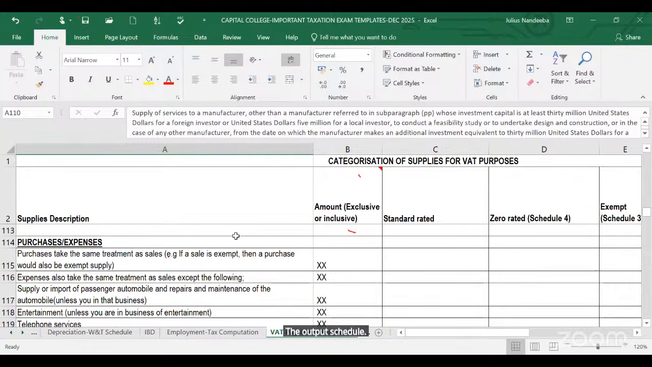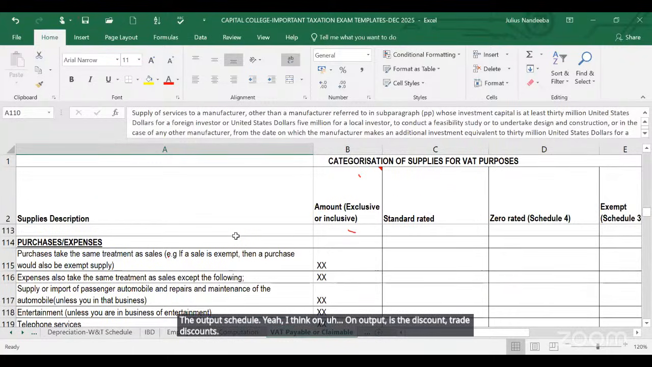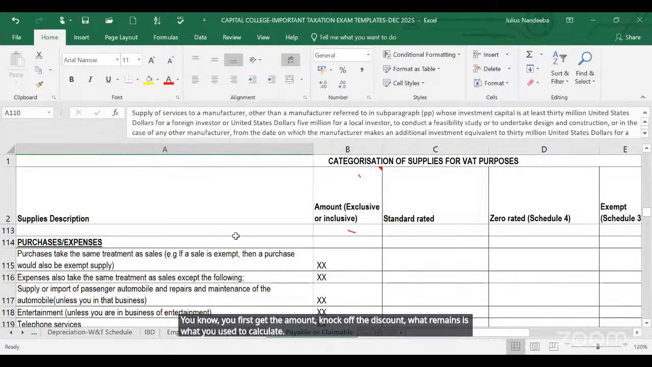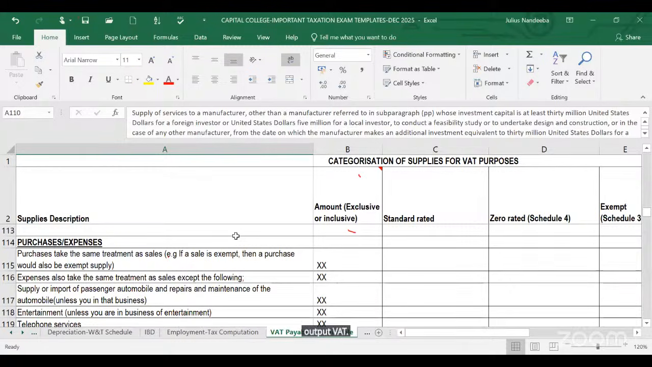The other thing on output is the discount, trade discounts. As you're not writing these things, I told you whatever I am telling you, I am telling you things that are clear. Trade discounts. When they give you a trade discount, when you're the seller and you've given out a trade discount, you calculate VAT, output VAT on amount reduced by that discount. In other words, you first get the amount, knock off the discount, what remains is what you use to calculate output VAT. In other words, the trade discount affects your price for purposes of calculating VAT.